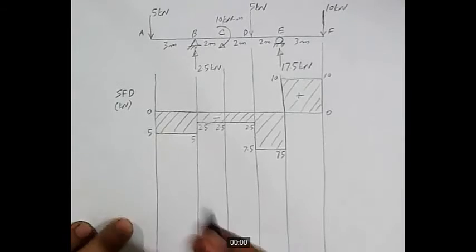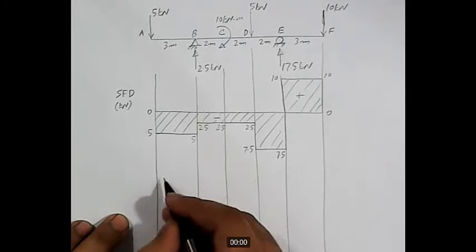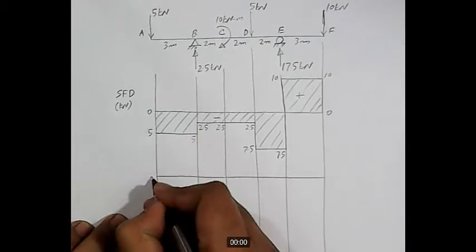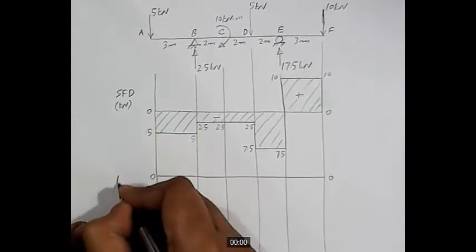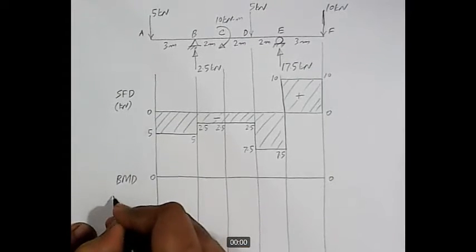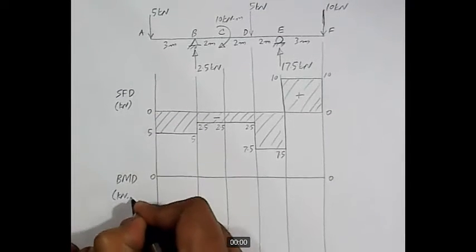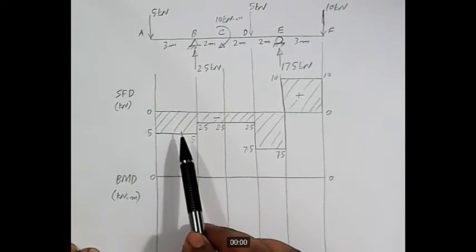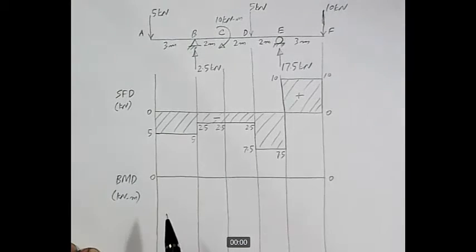Now let's move to the bending moment diagram, BMD, and our units will be kilonewton meter. Okay, what is the relationship between BMD and SFD? The area of SFD is equal to the change in bending moment, and the slope of the bending moment diagram is equal to the magnitude of the shear force diagram. So we will use these two relationships in order to draw the bending moment diagram directly.